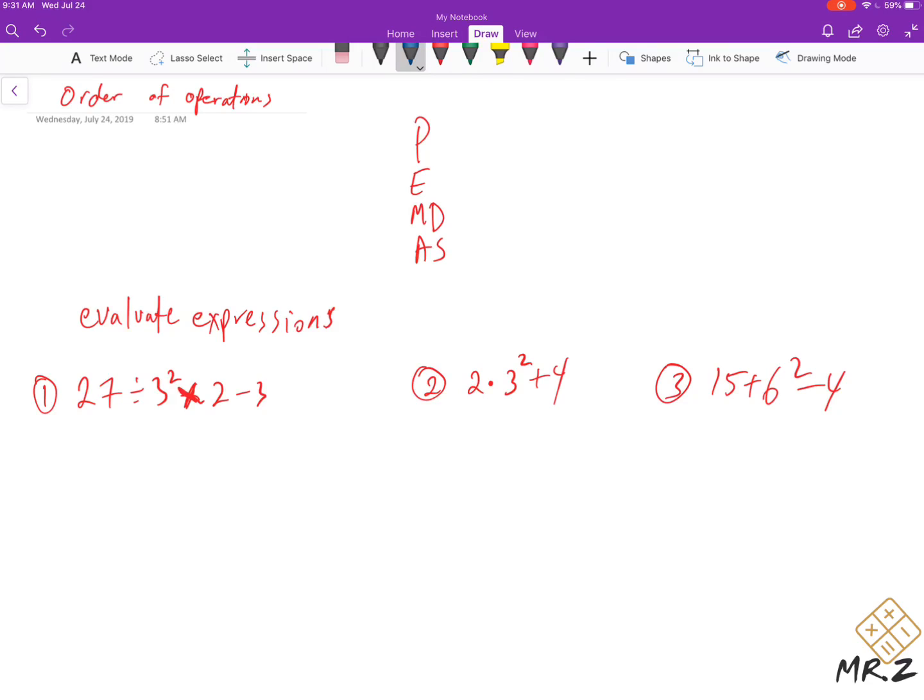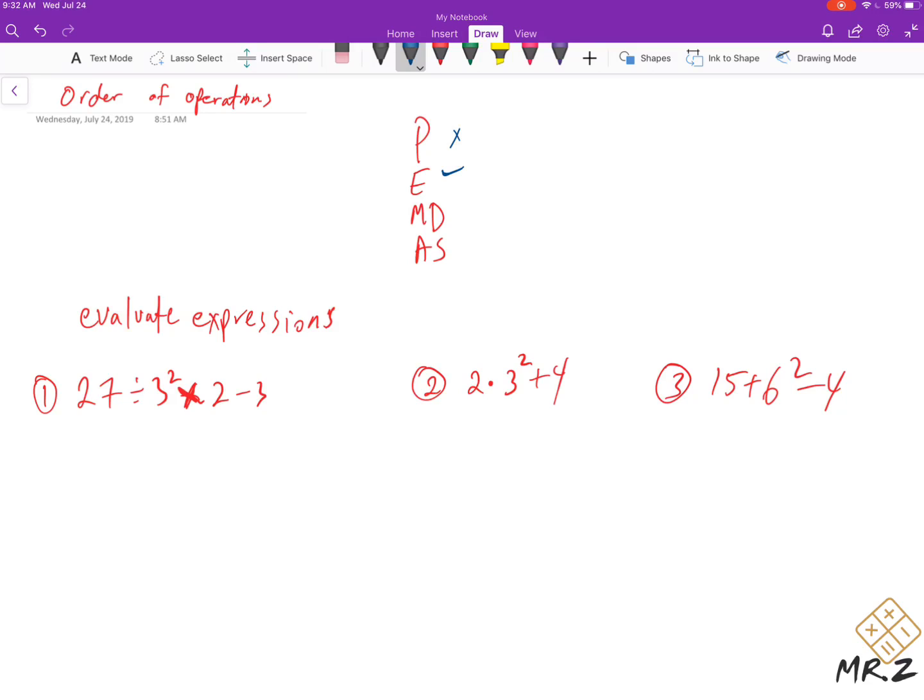Number 1. Are there any parentheses? No, so we'll put an X by that. If you're having trouble remembering the order, write the word PEMDAS, or write out parentheses, exponents, multiplication, division, addition, subtraction, and use it as a checklist. No parentheses, X. Exponents, boom. We do have exponents, 3 squared. That's what we'll do first.